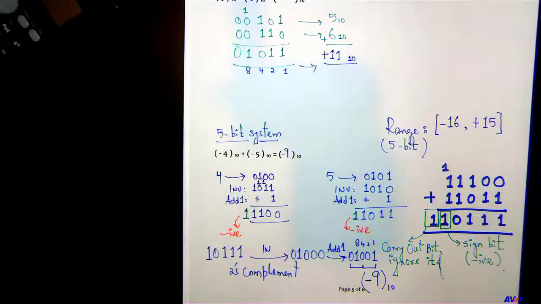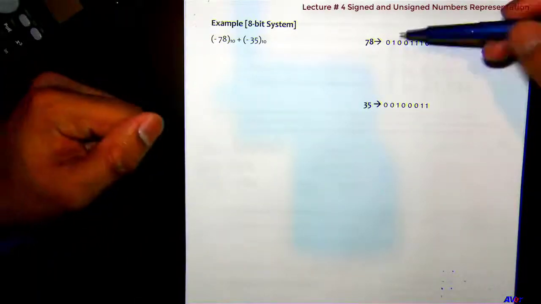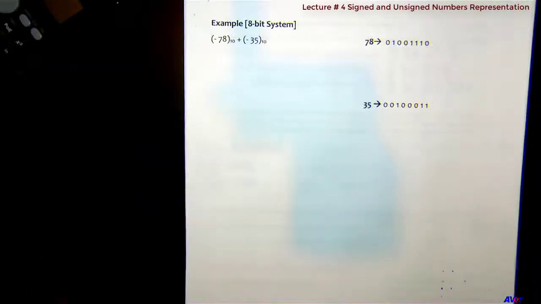Okay. All right. Let's move on to the last example. We got roughly 5 more minutes. Okay. All right. Okay, negative 78 plus negative 35. Okay, I went ahead and got the binary codes for 78 and 35. These are the 8-bit codes. So what are we going to do here? 2's complement again, because both are negative, right?